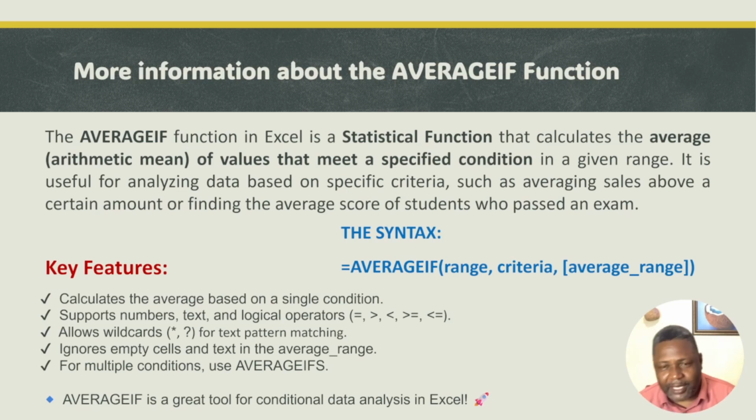Now, the syntax is =AVERAGEIF. You pick your criteria range, you pick your criteria, and then, of course, the average range. So this is very similar to the SUMIF function in its approach. It follows the same pattern. It's just that the answer you get is going to be different. So the key features are almost the same as with SUMIF.